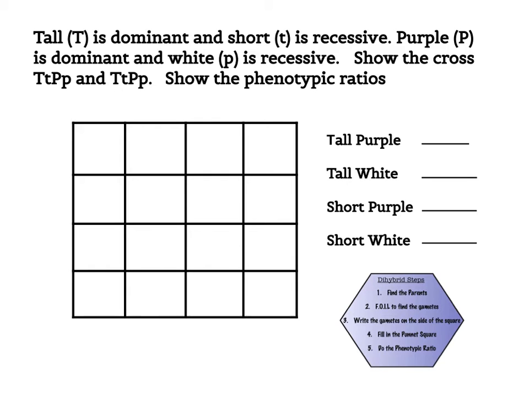Okay, if you feel confident enough, pause the video and do this one on your own. See if you can figure everything out. Figure out your gametes, put the gametes on the top and the side of the dihybrid or the Punnett square, fill it in, figure out your phenotypic ratios. I'm going to go ahead and do this one with you.